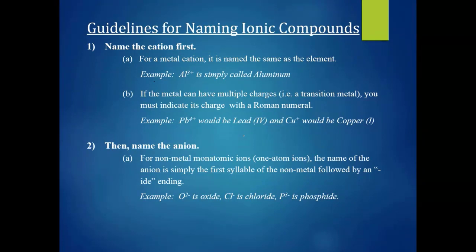Likewise with chlorine, we use the first syllable, chlor, and then we give it an IDE ending. Phosphorus, we use the first syllable, phos, and then we give it an IDE ending. For polyatomic ions, there's no change in the name of the ion, so those are actually a little bit easier. As long as you know what the name of the polyatomic ion is, you can simply write that name.